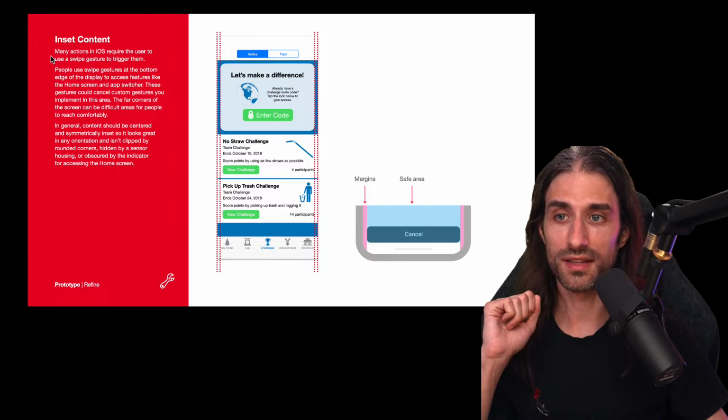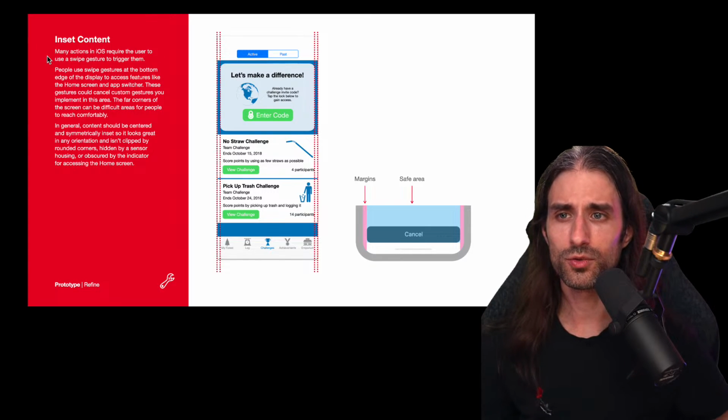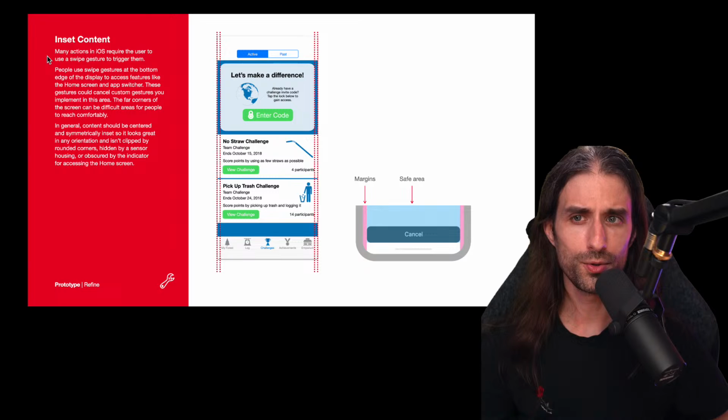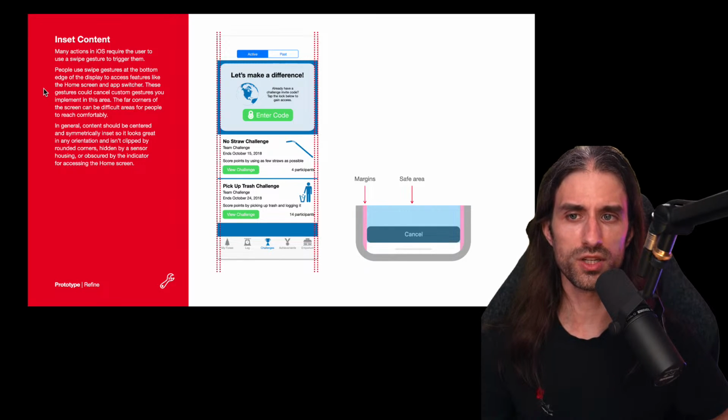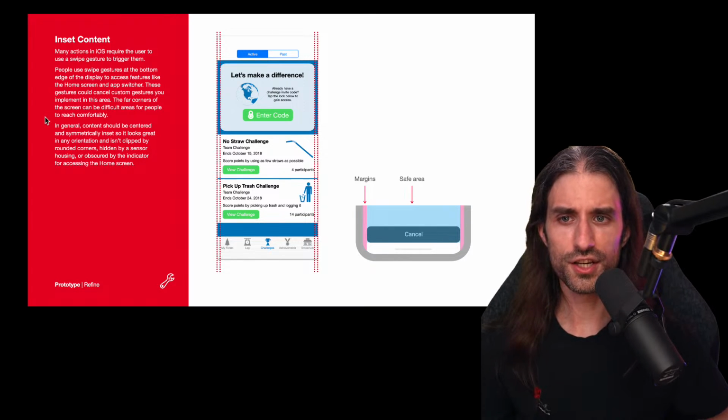Talk about inset content. So many actions in iOS require the user to use a swipe gesture to trigger them. People use swipe gestures at the bottom edge of the display to access features of the home screen and app switcher. For instance, when you swipe here from the bottom, you access the home screen on iOS. These gestures could cancel custom gestures you implement in this area. The far corners of the screen can be difficult areas for people to reach comfortably. In general, content should be centered and symmetrically inset, so it looks right in any orientation and isn't clipped by the rounded corners.